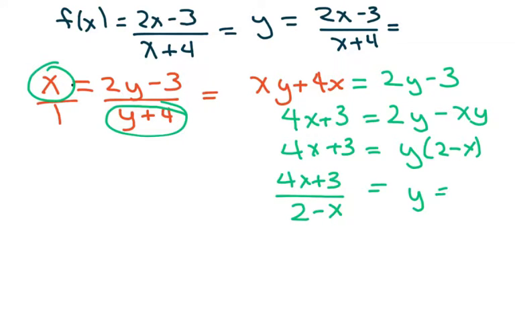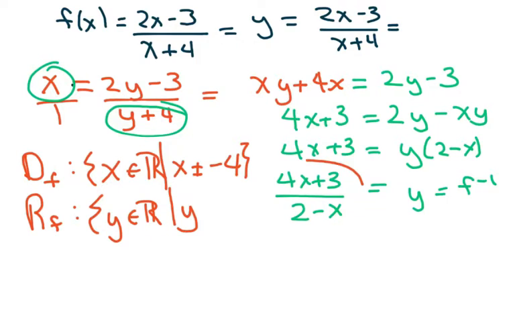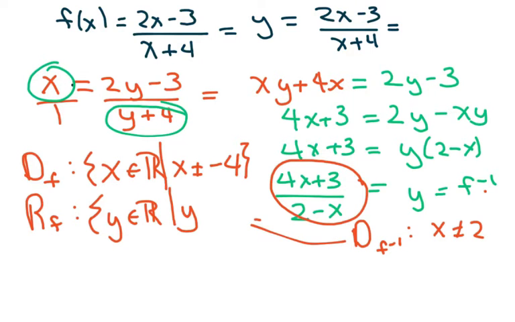So you see this is very similar. This is your inverse. Let's talk about the domain. Domain of f is all real numbers, but x cannot be negative 4. And to get the range of f, we look at the domain of f inverse. Well, the domain of f inverse is all real numbers, but x cannot be 2. So I'm just going to let that be my range, so y cannot be 2. Okay? So that part's pretty simple.